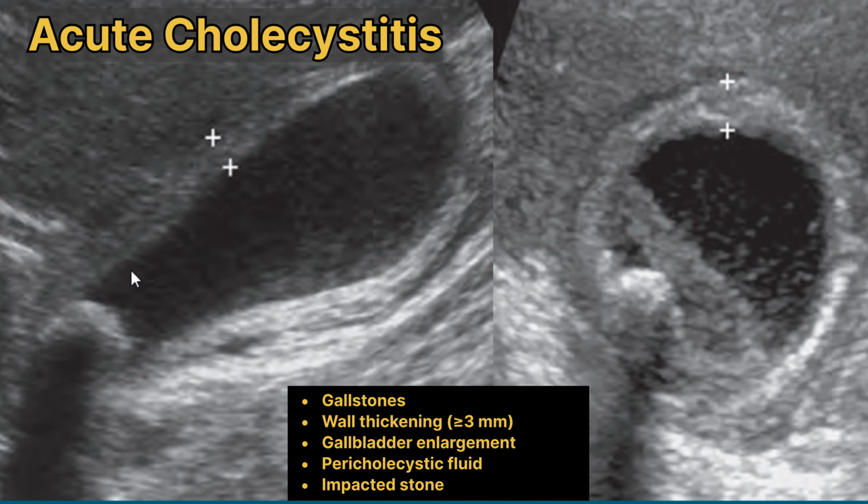Now this is the sonogram. Here we can see the acute cholecystitis. This is the longitudinal view of the gallbladder, and this is the gallbladder lumen. And here the gallbladder wall thickness measurement is about 5.7 mm. That is more than the normal, and it is due to the impacted calculus that is present in the neck of the gallbladder and showing the acoustic shadowing.